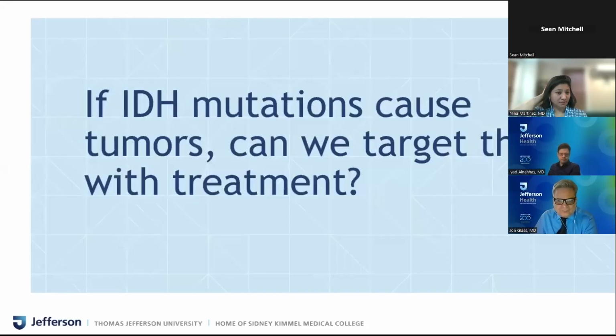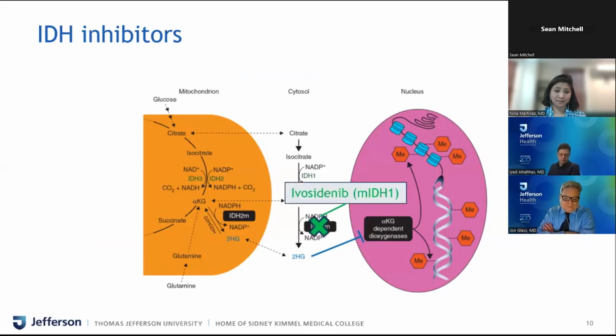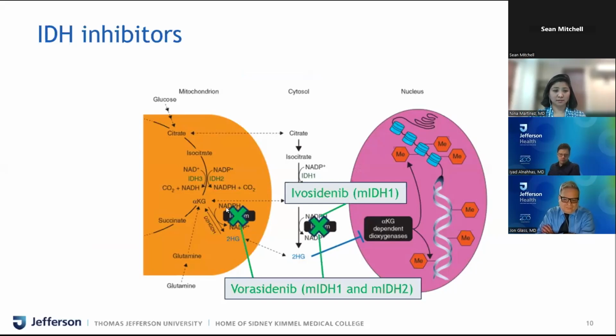Now you're probably asking yourself, if IDH mutations cause tumors, can we target them with treatment? And I'm so glad that you asked, because we now have close within our grasp something called IDH inhibitors. The 2 agents that show the most promise in terms of how well they control tumor growth while minimizing side effects are ivosidenib, which blocks activity of IDH1 enzyme, and vorasidenib, which blocks both IDH2 and IDH1 enzymes.